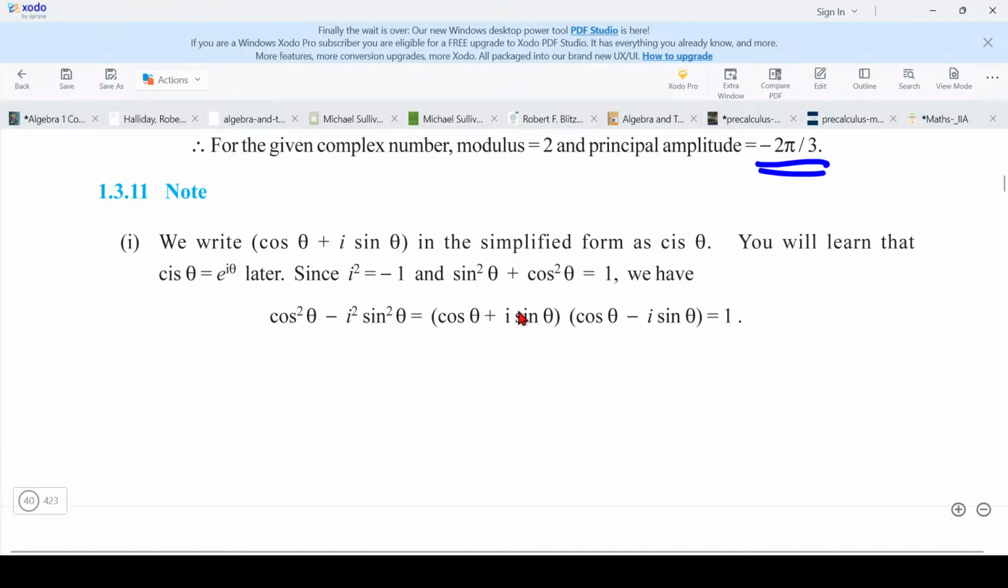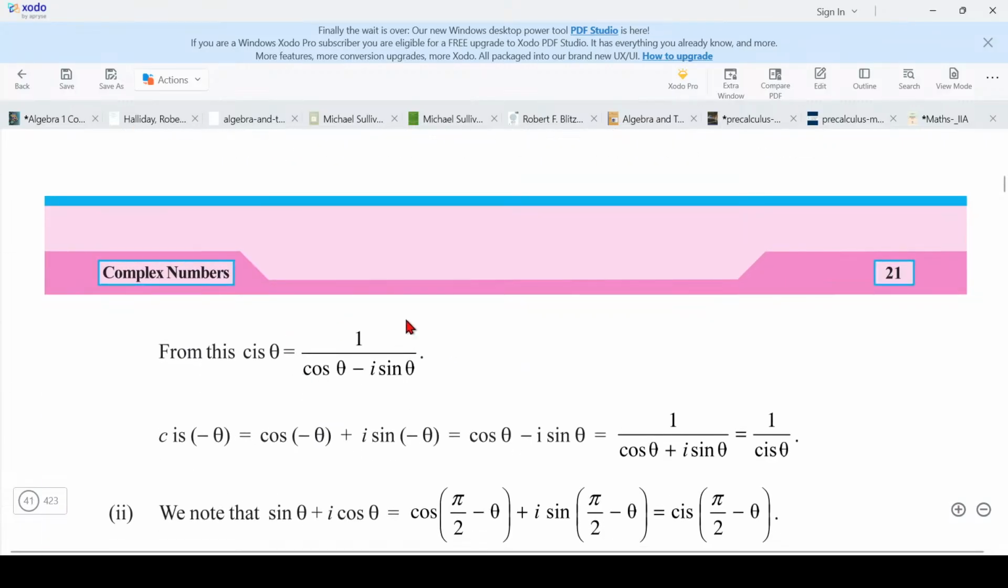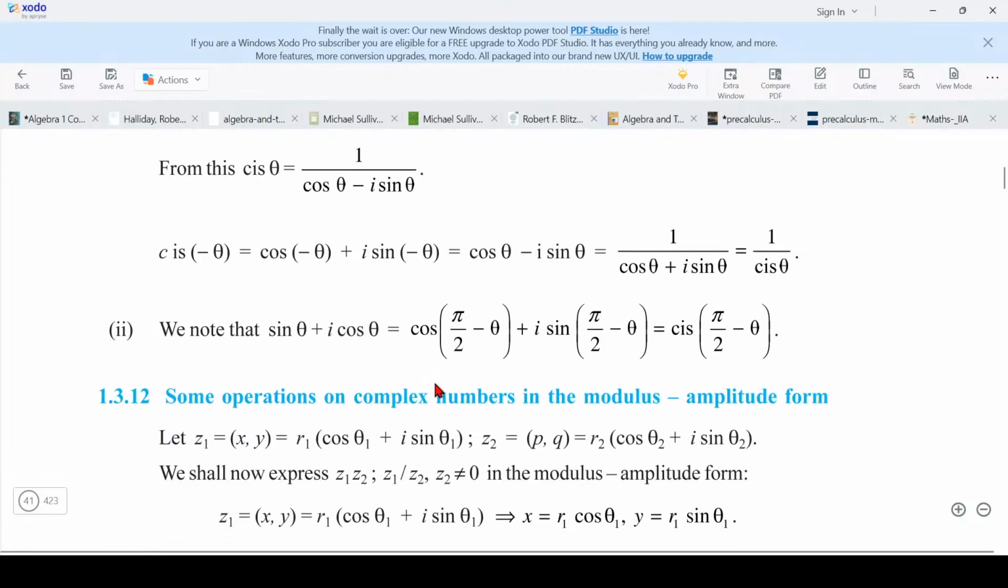Now just see this: cos theta plus i sin theta into its conjugate, cos theta minus i sin theta, is equal to 1, right? If you multiply this, it is a squared minus b squared, which is nothing but cos squared theta plus sin squared theta, which is equal to 1. Now what does it mean? Cos theta plus i sin theta equals 1 by cos theta minus i sin theta. So cis theta, you can call it cos theta plus i sin theta or 1 by cos theta minus i sin theta. Okay?